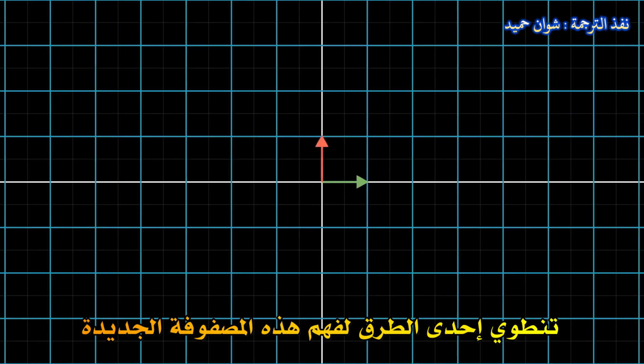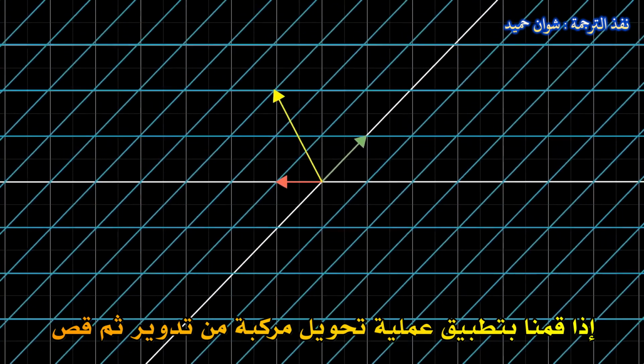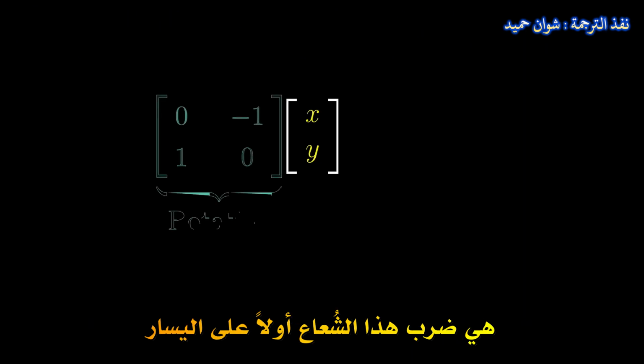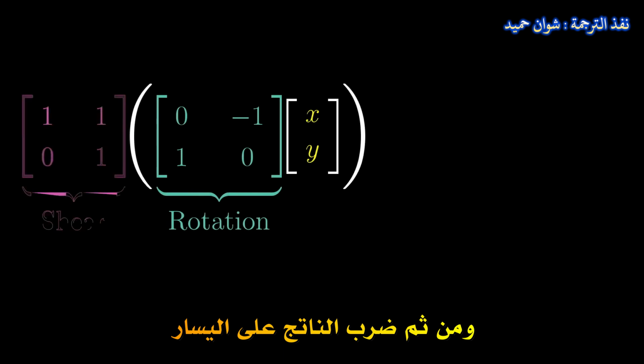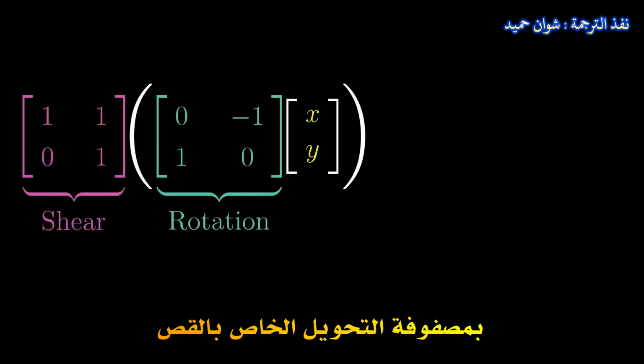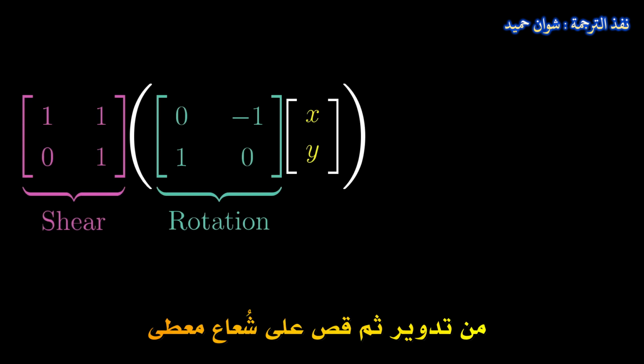Here's one way to think about that new matrix. If you were to take some vector and pump it through the rotation, then the shear, the long way to compute where it ends up is to first multiply it on the left by the rotation matrix. Then take whatever you get and multiply that on the left by the shear matrix. This is, numerically speaking, what it means to apply a rotation then a shear to a given vector.